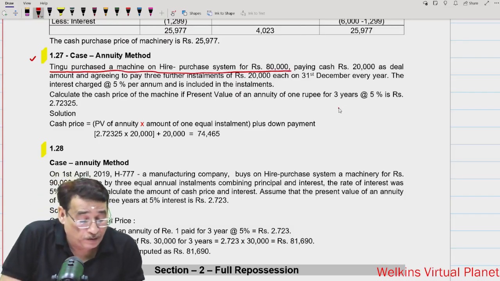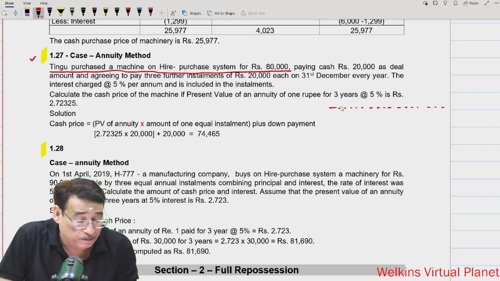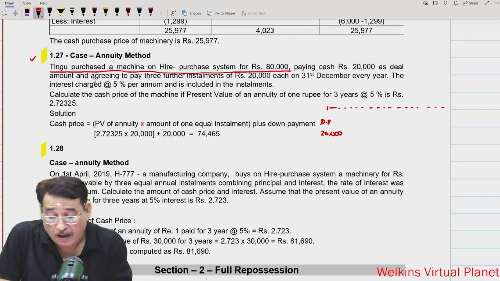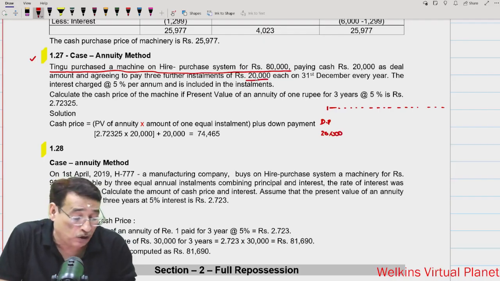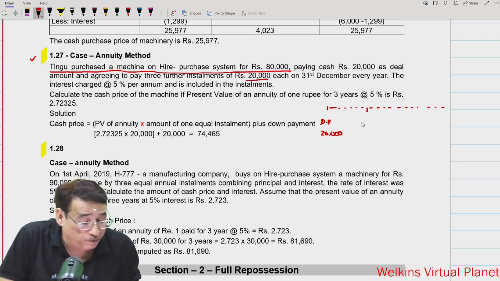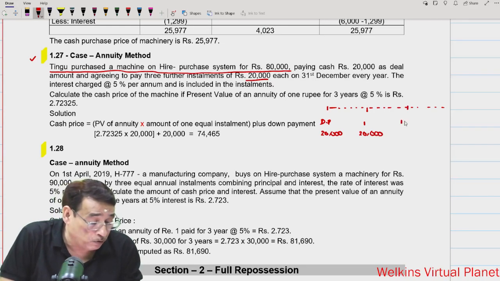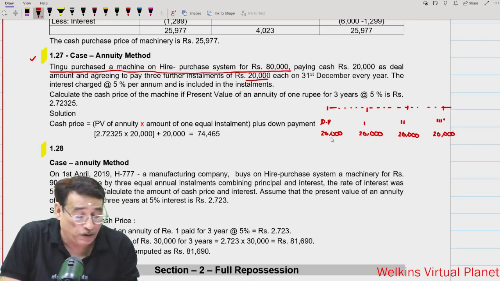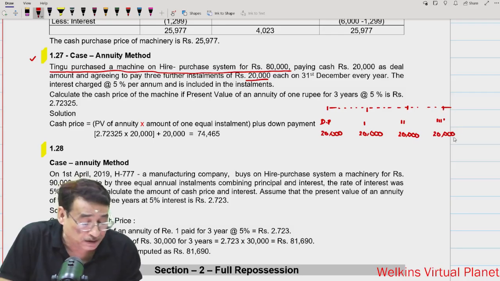So he purchased a machine on hire purchase system, and a down payment was made by him to the extent of 20,000, agreeing to pay a further 3 installments of 20,000 each. So first installment 20,000, second installment 20,000, and third installment 20,000. 3 more installments, besides the down payment of 20,000. Total is 80,000. Correct?